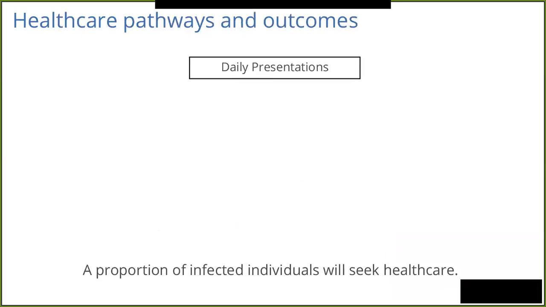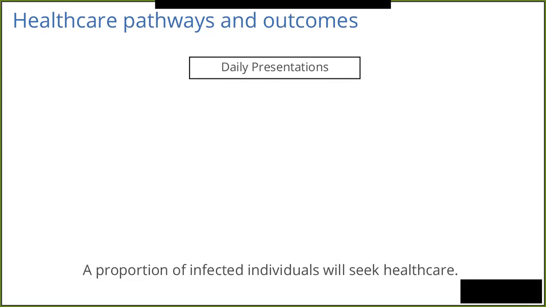Now, our focus is on the observable impact of disease and the burden that this will place on the healthcare system. So from our model, we obtain predictions of the number of people who will be sick enough to seek healthcare on each day of the pandemic. So we'll follow the healthcare pathways that these people take so that we can measure these outcomes.